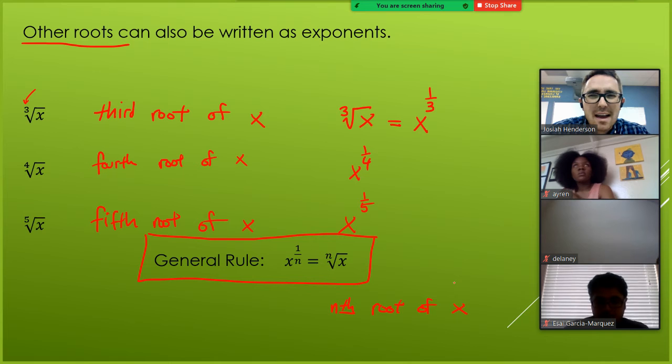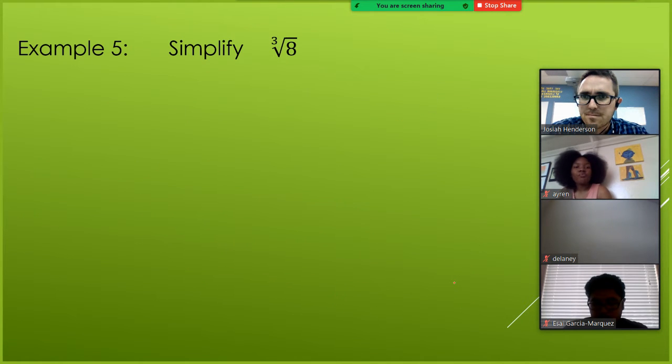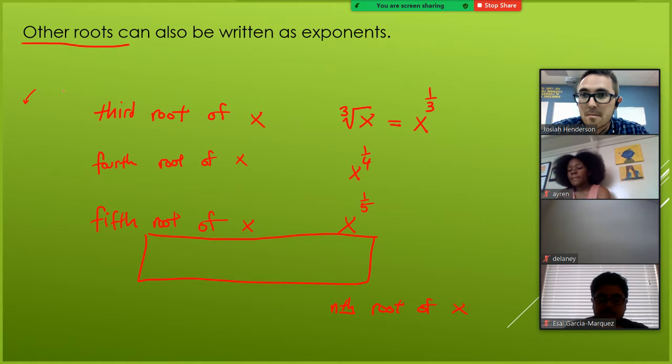And I want to look at some actual examples of how to simplify the third root or the fourth root, other roots other than the square root. Here's a solid example. What do we even mean by the third root of a number? Okay, so earlier we looked at square roots, so I'm going to quickly go back to that.